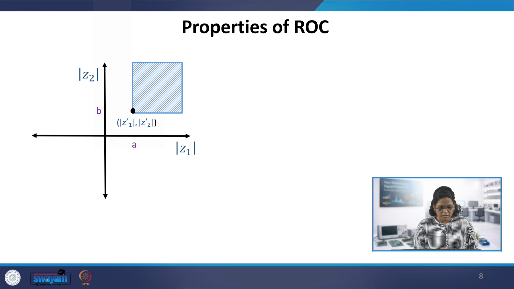So for example, take the point z1 equal to a or z2 equal to b. Suppose this is the point z1 dash and z2 dash, and the ROC is greater than or equal to that point. If this point is not at 0 but somewhere else, maybe a and b, then the ROC is this portion and the other portion above. The intersection of these two is the support or the ROC. This is for the first quadrant sequences.